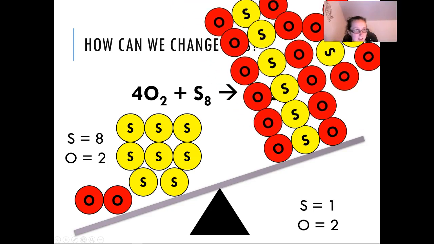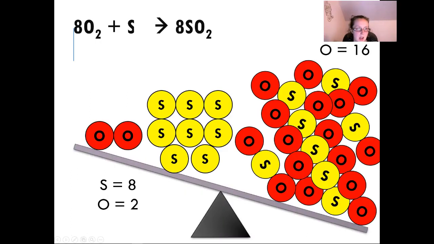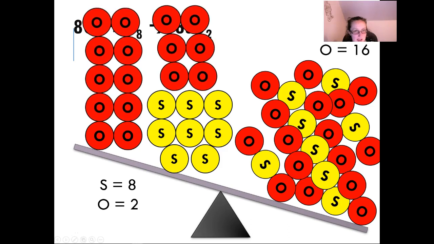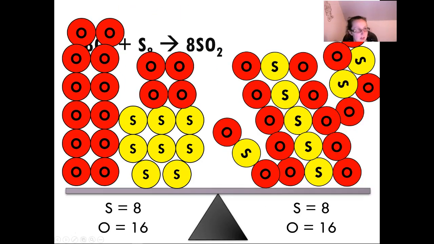If I throw my 8 lots of SO2 on there, I've now got the right number of sulfurs, but I now have 16 oxygens, which is a little bit of a problem, because now I've just gone over the other way. So I need more oxygens, clearly. So I've got my S8, which is fine, but now I need to get up to 16 oxygens. So if I have 8 lots of the O2, with my S8, that will leave me exactly the right number. And I've got a lovely balanced equation and a very full seesaw. But that's all we do.